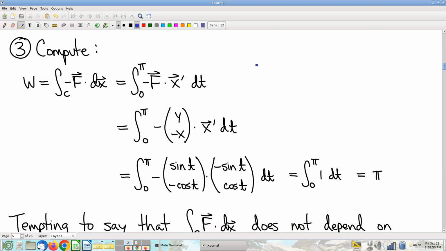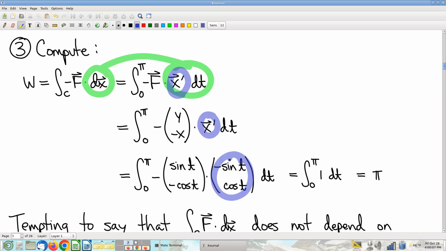So let's see here. dx is x prime dt. X prime we just computed on the previous page. X prime is that thing. Now you do have to be careful.